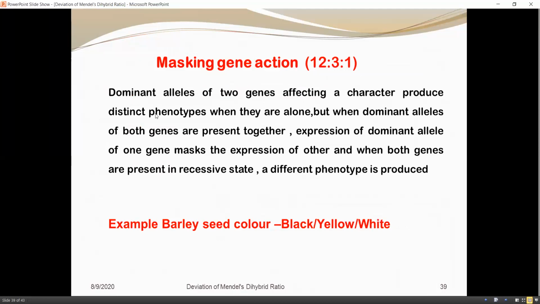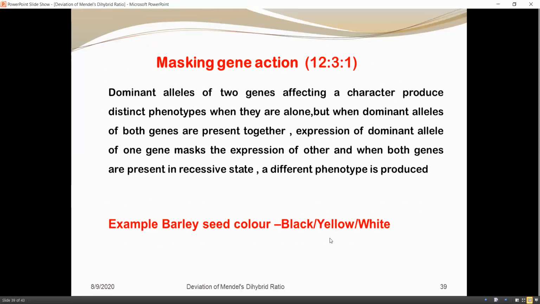Masking gene action. Dominant alleles of two genes affecting a character produce distinct phenotypes when they are alone. But when dominant alleles of both genes are present together, expression of the dominant allele of one gene masks the expression of the other, and when both genes are present in recessive state, a different phenotype is produced.